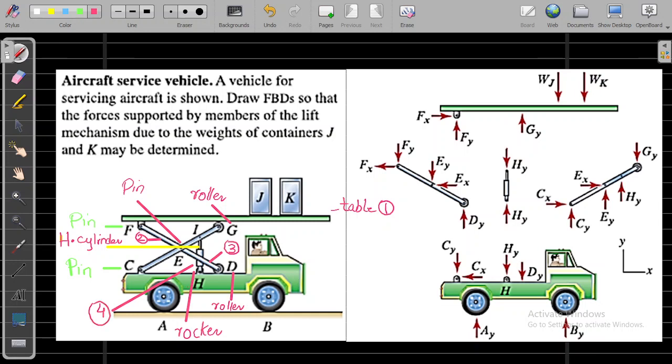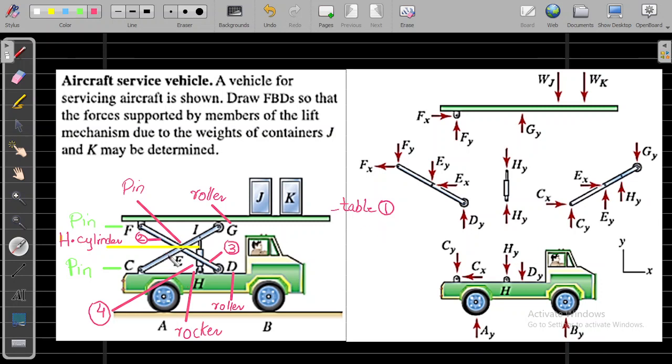Okay, so first of all we go to this table, table 1. If you look at this table, these are the weights which will be acting downwards, Wj and Wk. Now here at point F, I said it's a pin. The pin gives two reactions, Fx and Fy, and you can assume any direction. So you have assumed the direction as positive x and positive y. These are our axes. At point G, the roller is there, and the roller will give you one reaction, which is Gy. So table 1 reactions are being solved.